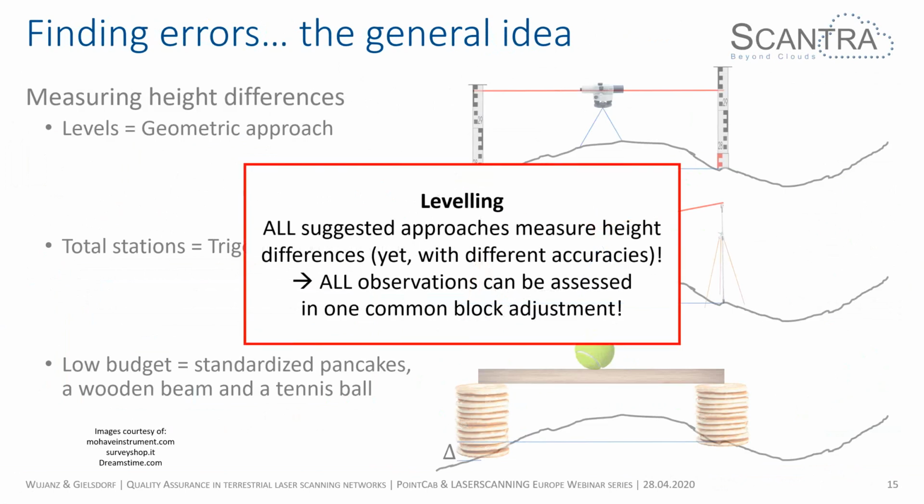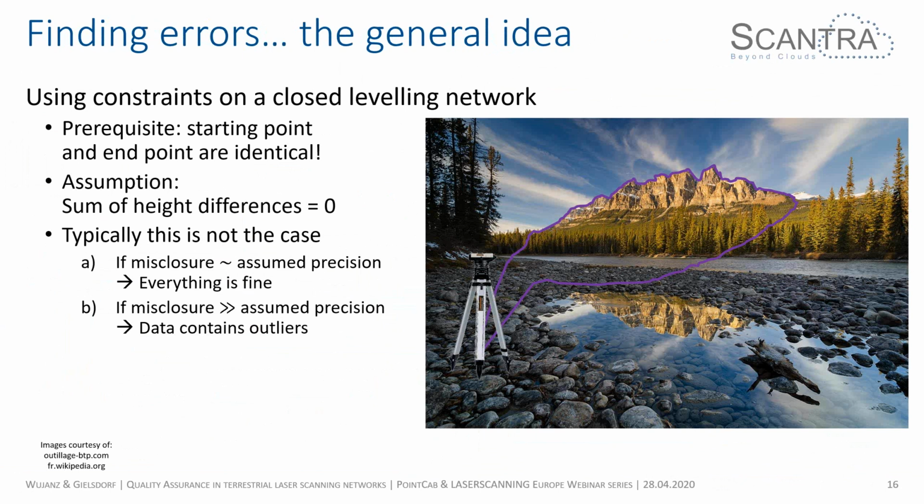But now let's get to the crucial point. All observations can be assessed in one common block adjustment because they all just yield height differences. And that's the whole point of the quality assurance approach. So how can we do this? What you probably learn in survey class at the very early start is to perform a leveling loop or closed leveling network. The general idea is that you have a starting point and an end point that are identical. So you do all your leveling, for instance, up the mountain and down the mountain, and if you're in the very same position as before, then hopefully, or in theory, the sum of height differences should be equal to 0.